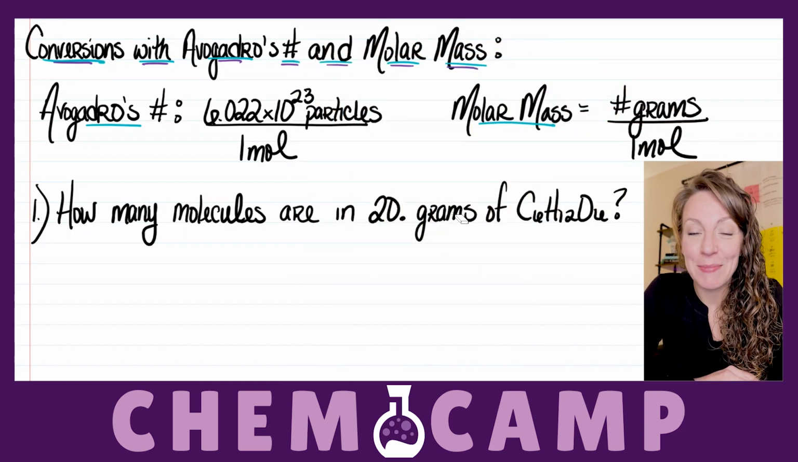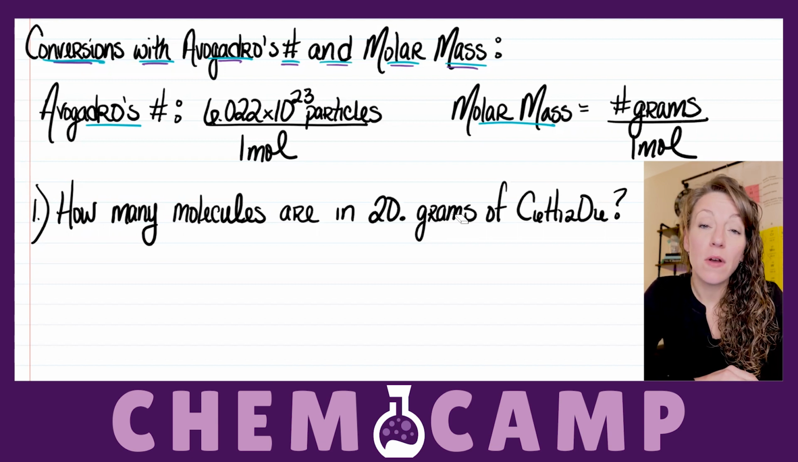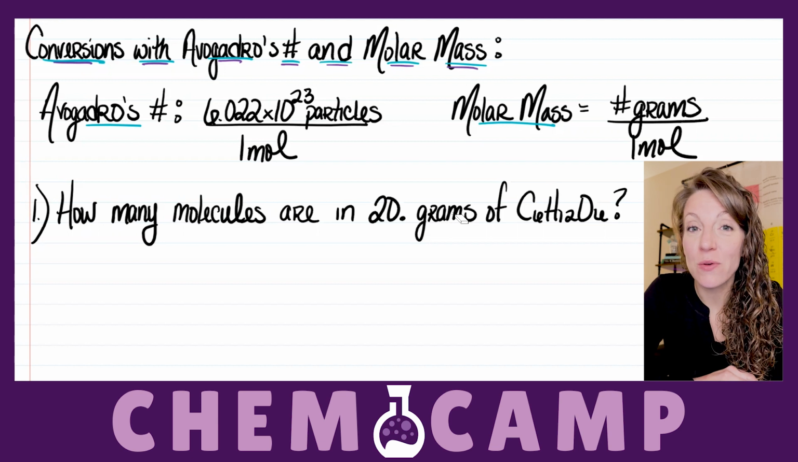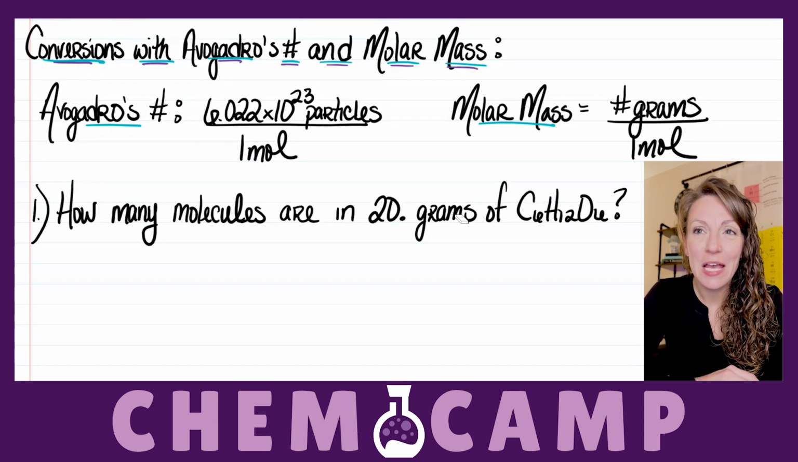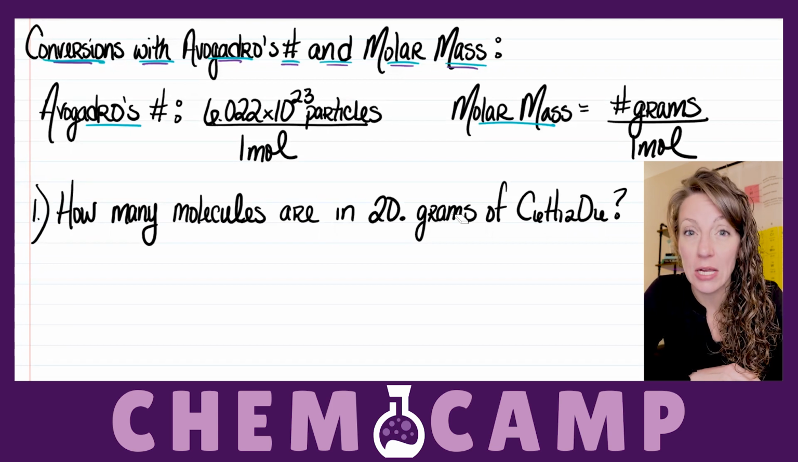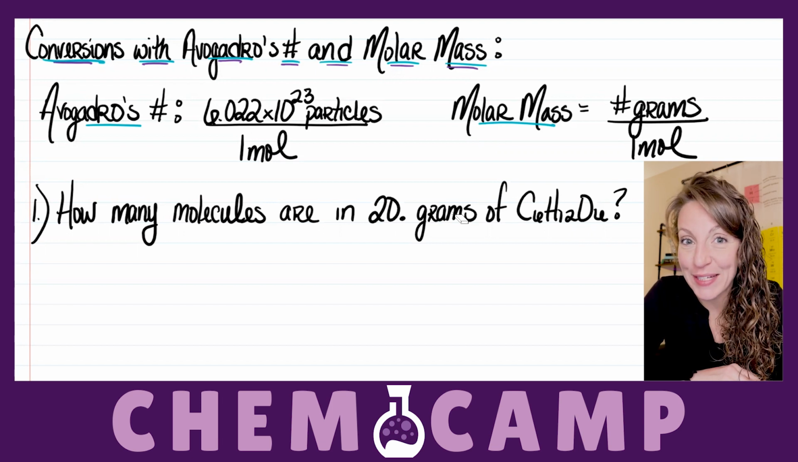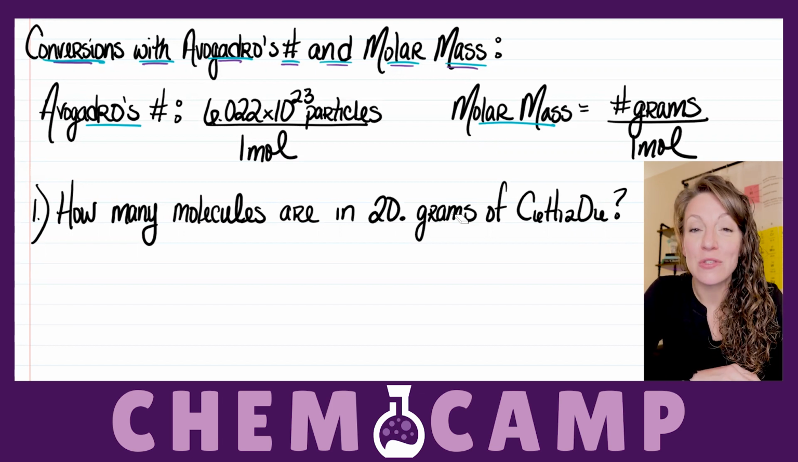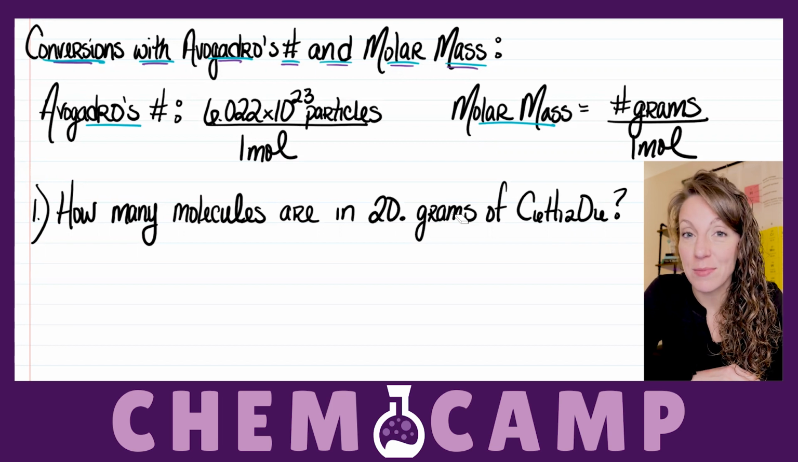Both Avogadro's number and molar mass allow us to relate quantities to 1 mole of a substance. For Avogadro's number, it's 6.022 times 10 to the 23rd particles for every 1 mole. The tricky part, though, is the type of particle is always going to be changing. So it's either going to be an atom or a molecule or formula unit. With molar mass, it's always the number of grams of the substance for 1 mole of that substance.